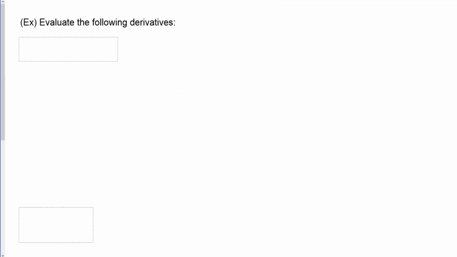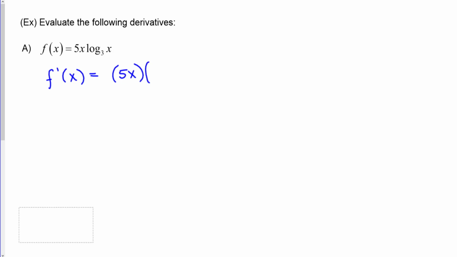So let's see some examples with logarithms, beginning with f of x equals 5x log base 3 of x. The derivative here will require the product rule. I'm going to call the first function 5x, and then the second function then would be log base 3 of x. So I will start off doing the first times the derivative of the second, which would be 1 over x times the natural log of the original base, which is 3, plus the derivative of the first times the second.